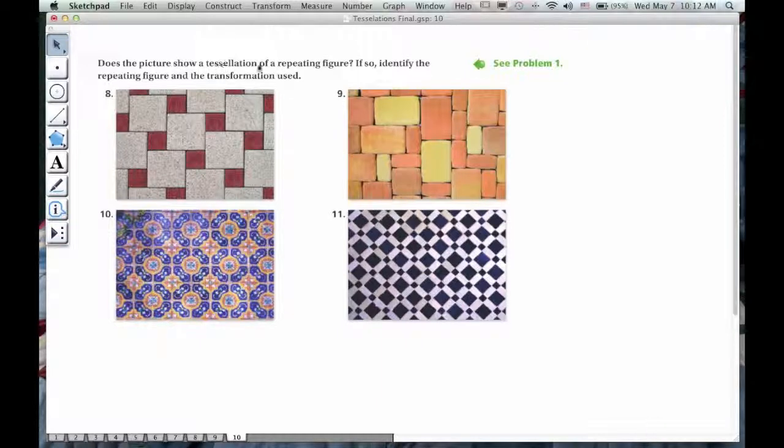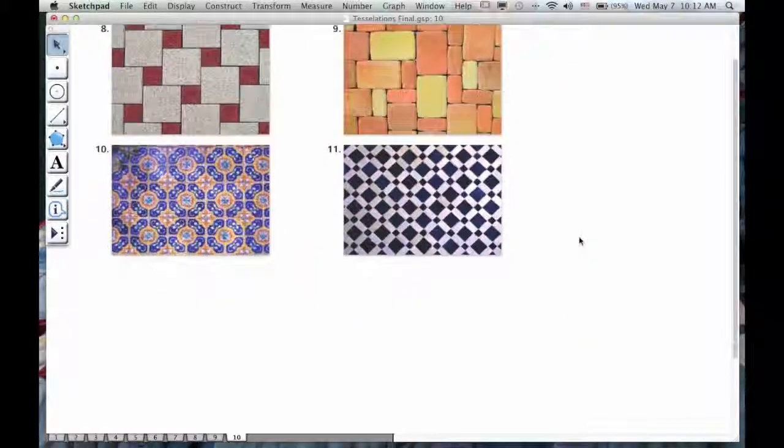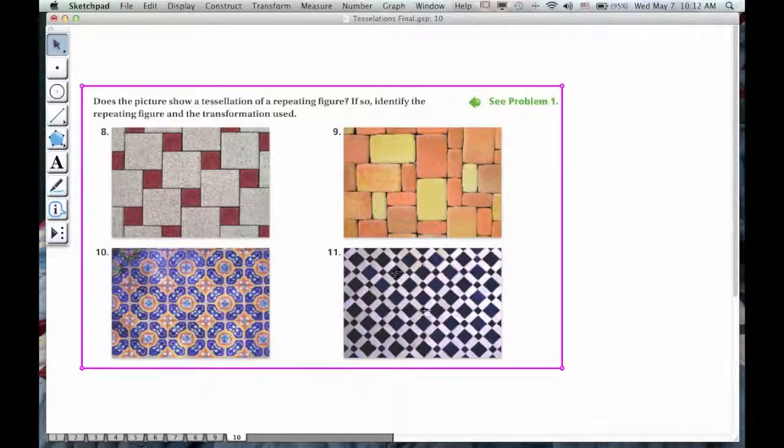Here we have some final example problems. Does the picture show a tessellation of a repeating figure? If so, identify the repeating figure and the transformation used. Now for number 9, we can see that even though there are shapes that appear similar, there's no repeating figure here. This will be our example. There's no repeating figure, as we'll see if we scroll down.